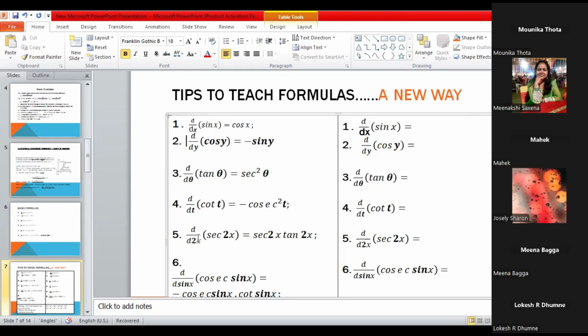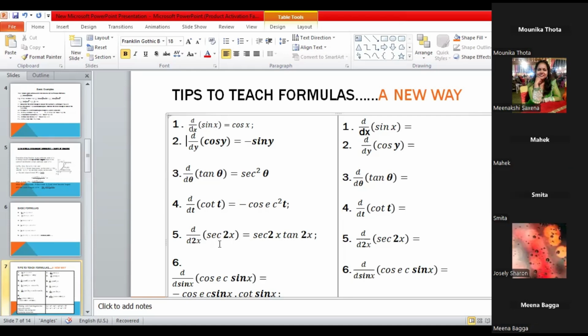Similarly, in formula number 5, I have written sec 2x. It says again dy by dx is replaced by dy by d2x, meaning here the variable is 2x. Now we are trying to find the differentiation with respect to 2x. The normal formula is sec x tan x, but when you find its derivative with respect to 2x, it will become sec 2x tan 2x.